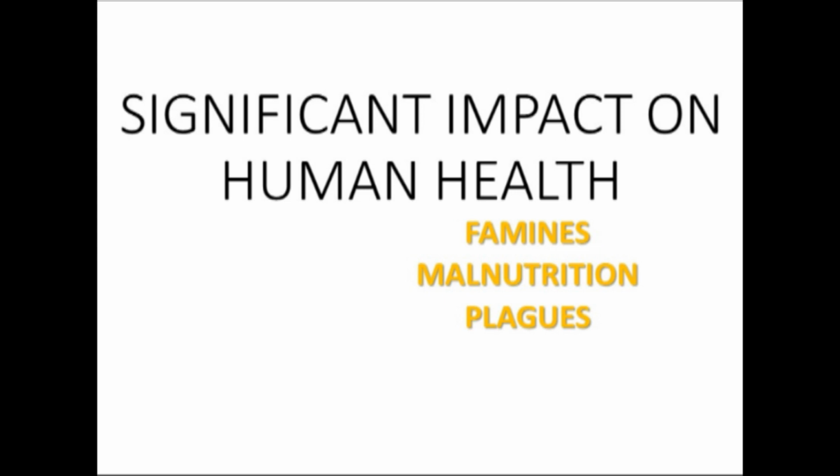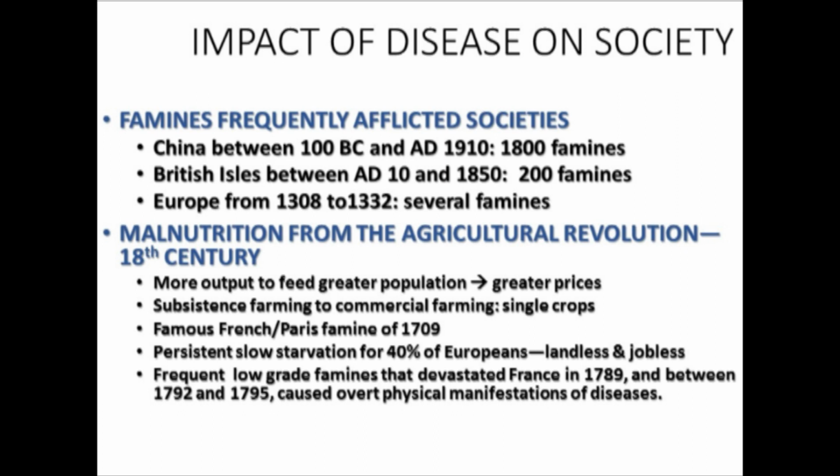However, at a large scale, we can say that the most significant vectors that have influenced human health have been famines, malnutrition, and plagues. Indeed, it's very clear that famines have frequently affected different societies. Chinese, for example, have been affected from 100 BC to about 1910 AD by a total of 1,800 famines. The British Isles, 200 famines. Europe from 1308 to 1332, just prior to the major plagues, several famines swept through Europe during that particular time.